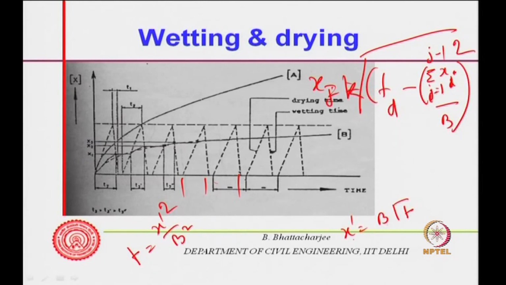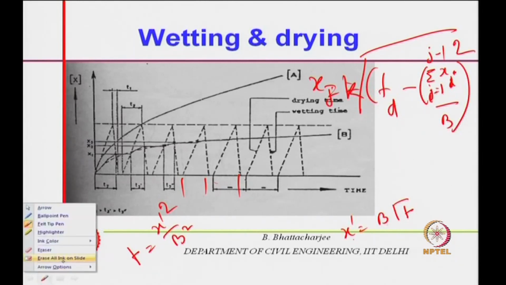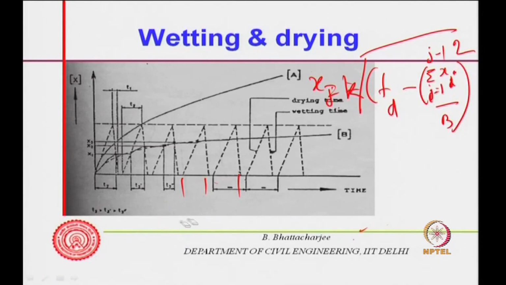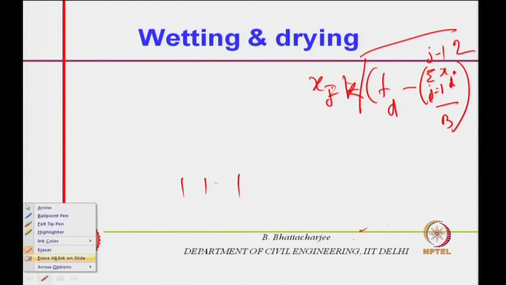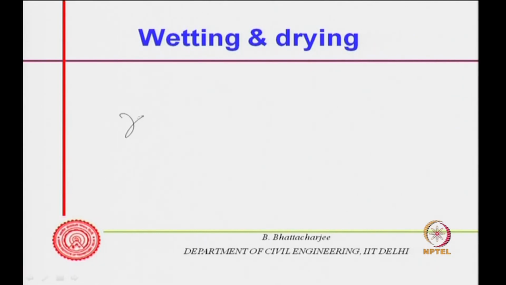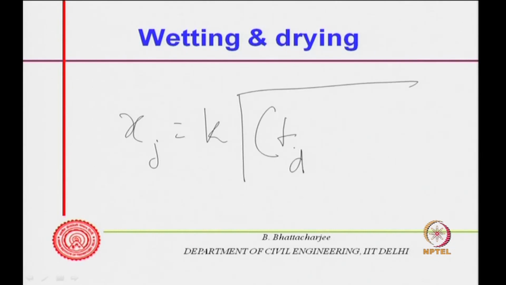Let me write this one clearly again. x_j, that is the carbonation depth at any cycle, the jth cycle, will be given as k under root T_d, where T_d is the cycle time or effective duration in every cycle during which carbonation can occur, minus sigma x_i, i going from 1 to j minus 1, divided by B square.